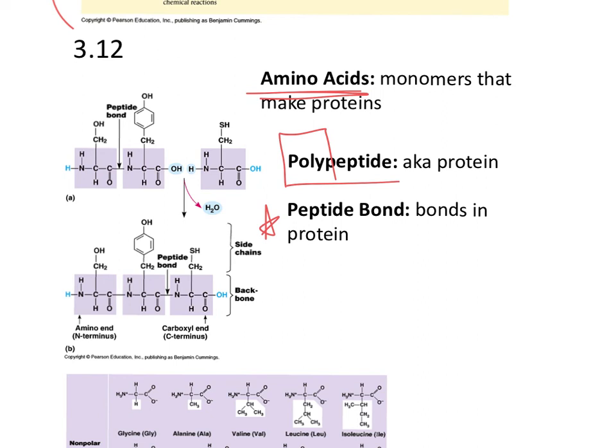Just like our other polymers, the way that we connect monomers, here I've got a monomer and a monomer that I want to connect, is through a dehydration reaction. So it doesn't matter which group of macromolecule I'm looking at, they get made by a dehydration reaction.